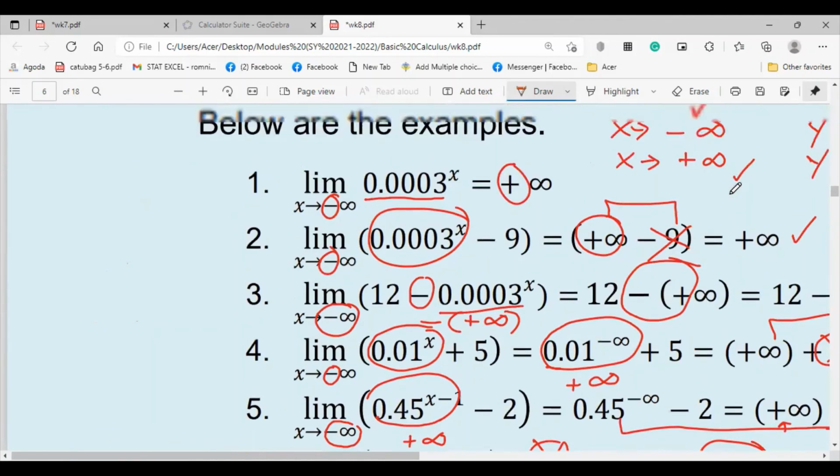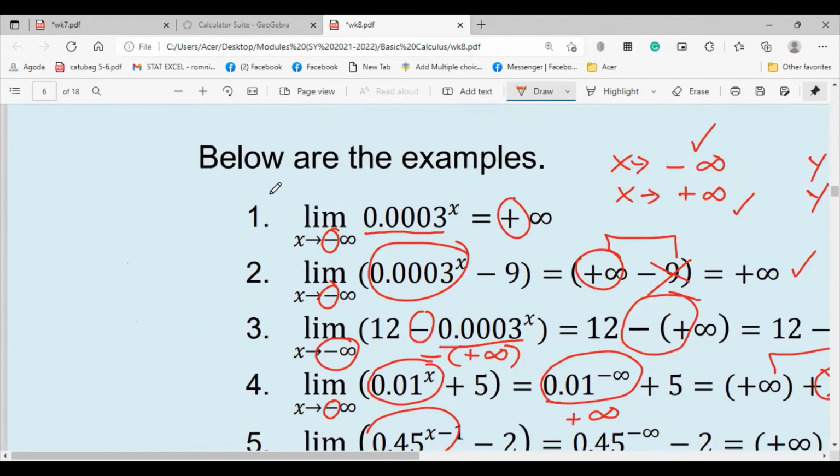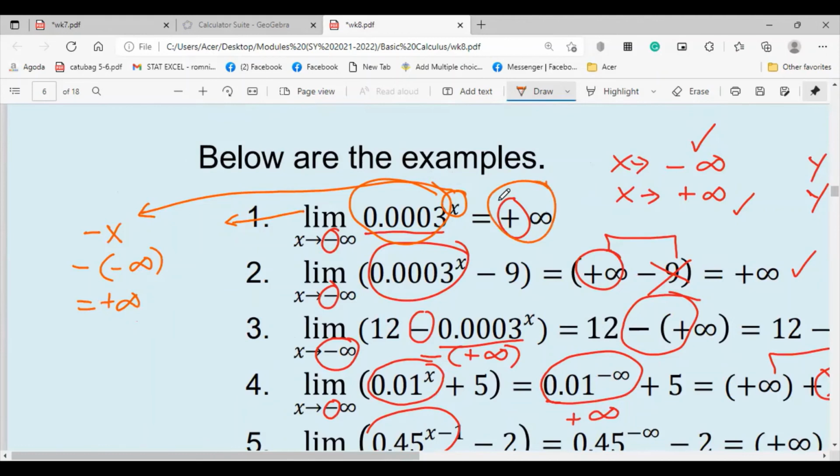So, kung gusto nating i-rewrite dito ang number 1, dahil nakikita mo this is less than 1, pwede siyang i-rewrite into, instead na x ito, di ba? This is x, pwede mo siyang kunin. Positive yung nakikita mo, negative x. So, a negative of negative infinity is positive infinity. Kaya ito, positive infinity. What else?